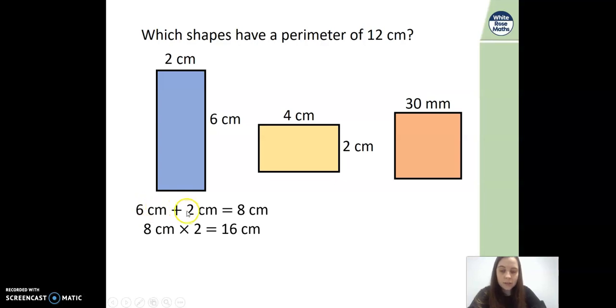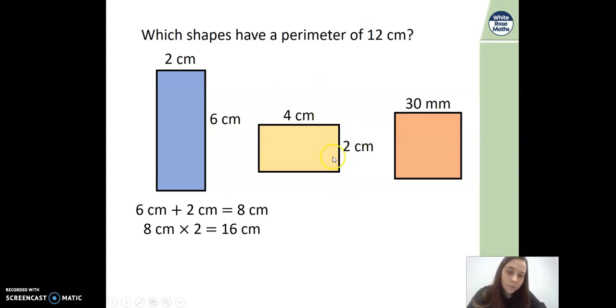So I know that 6 centimetres add 2 centimetres is 8 centimetres. Then they've done 8 centimetres times 2 is 16 centimetres. Or you could do 2 centimetres add 2 centimetres is 4 centimetres. Then 6 centimetres and 6 centimetres is 12 centimetres. Then if you add 12, add 4, then you get to 16. So this one is 16. So this shape does not have a perimeter of 12 centimetres.